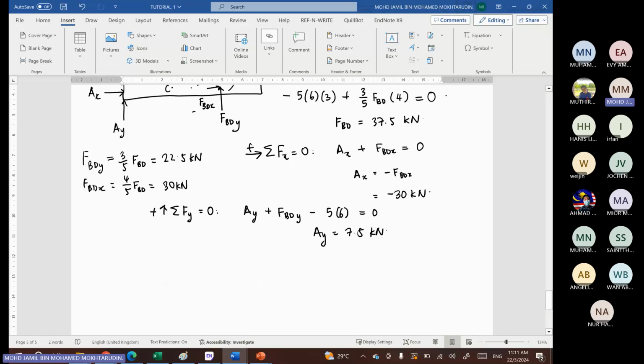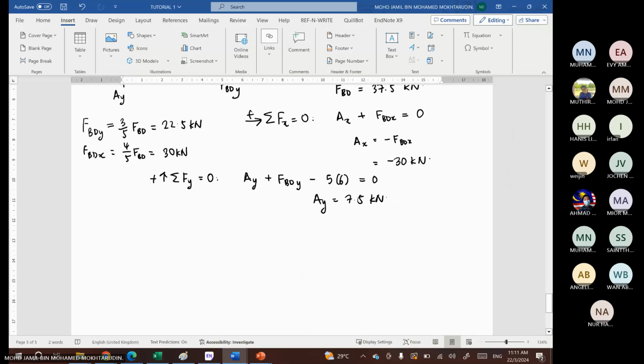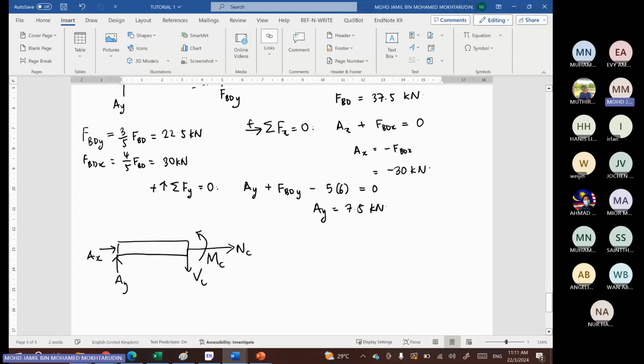Then from here you can cut at point C. So at point C you have NC, VC, and MC. So we have AX here, AY here, AX here. And then we have distributed load 5 times 6. So now you cut at point C. So it will become 5 times 2. Okay. And acting in the middle. So 5 times 2. Acting in the middle.